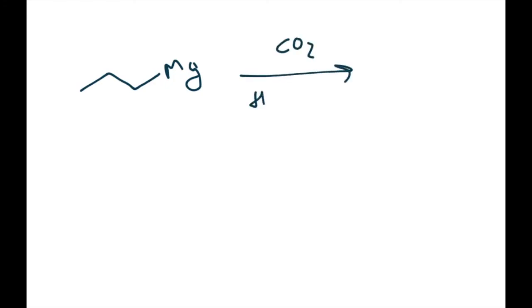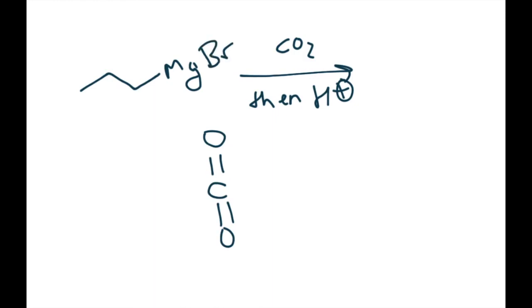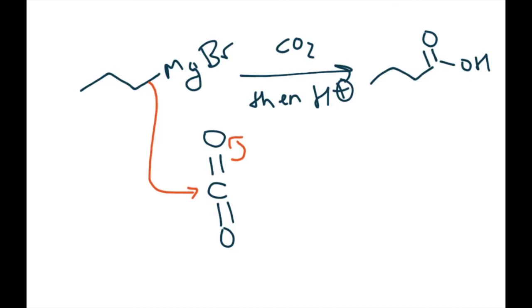Now, CO2 is a little similar, right? So let's say we have CO2, then H plus. CO2 looks like this. Carbon dioxide is just the carbon that is double bonded to two oxygens. I should probably put a halide on. There you go. So what's going to happen is you're going to add your Grignard reagent, and you're going to end up making a carboxylic acid. So this will add to the central carbon of CO2, pushing electrons up onto oxygen.